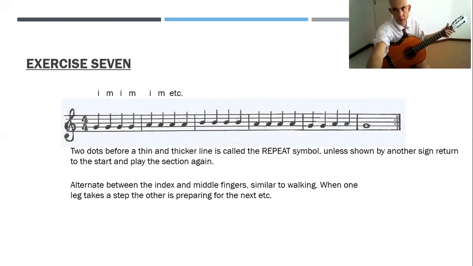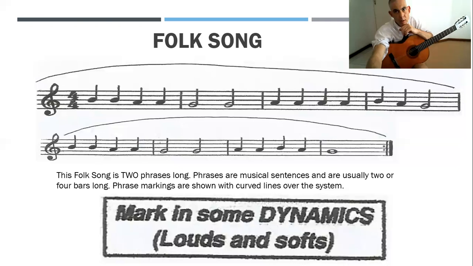So you shouldn't be able to see the thumb over the fretboard. It should always be hidden from the front. This is the folk song.